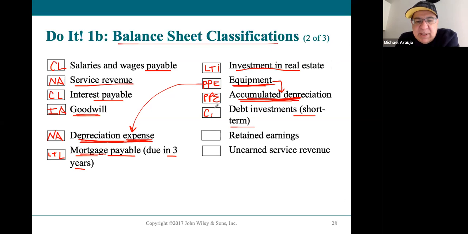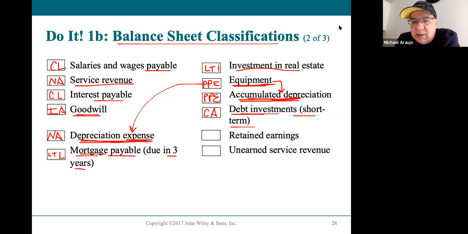Because debt investments simply are short-term investments. We can cash these out at the end of every day, right? We can turn it to cash at the end of every day. It's in the current asset section of the balance sheet, and very important to know. All right, nice work. Thank you.